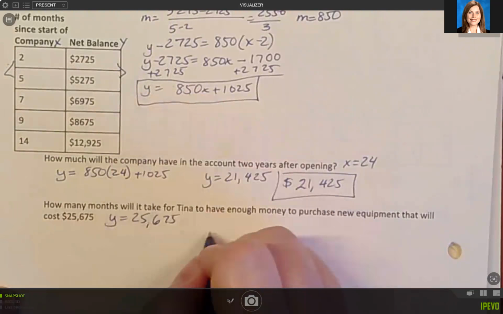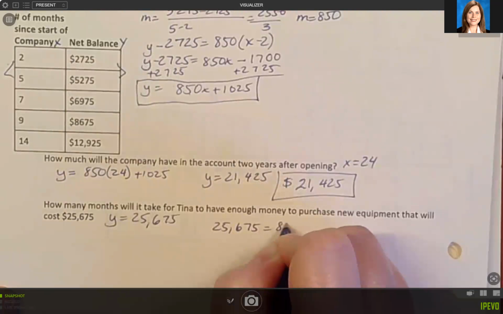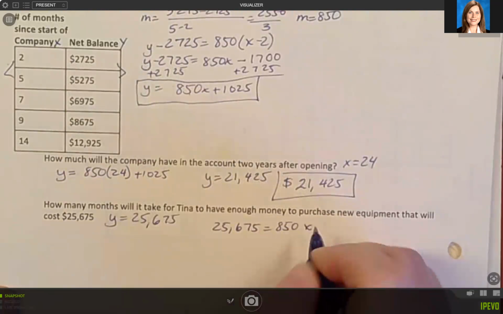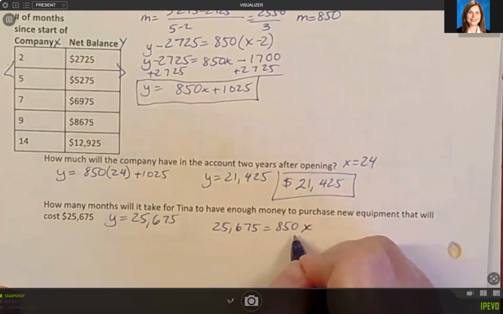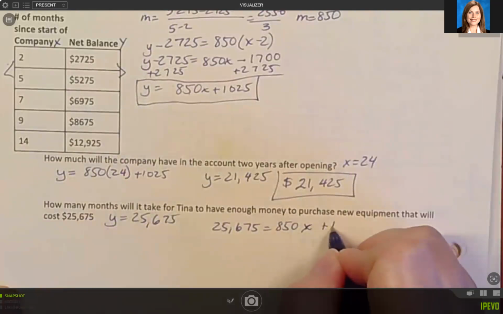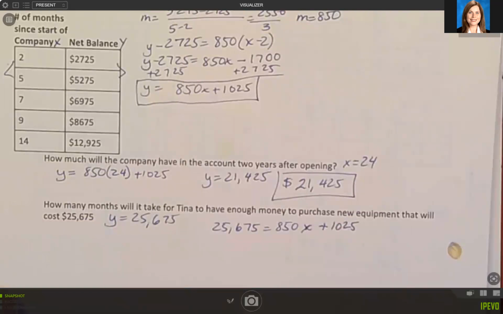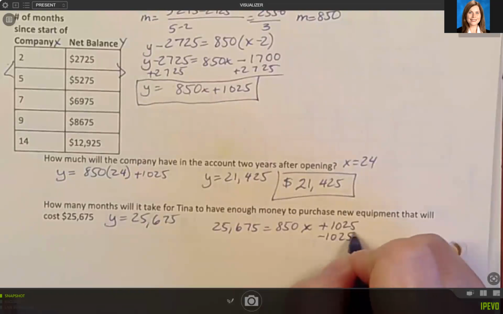So we'll have 25,675 equals 850x plus 1,025. We're trying to figure out how many months at $850 per month it will take to get to our desired amount to buy this new equipment for the business. Then we can subtract 1,025 from each side.